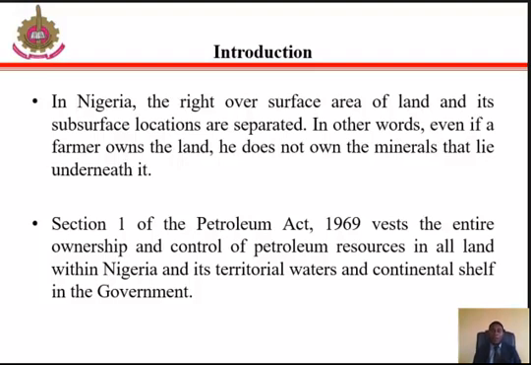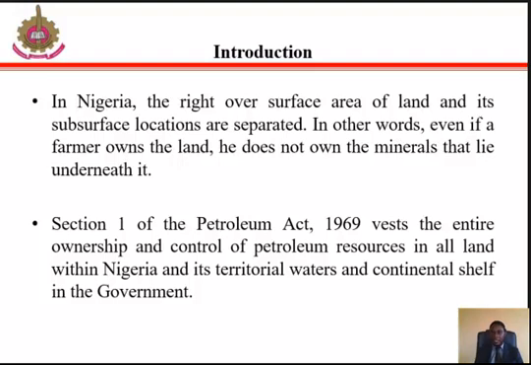Section 1 of the Petroleum Act 1969 vests the entire ownership and control of petroleum resources in all land within Nigeria and its territorial waters and continental shelf in the government. The Minister for Petroleum Resources may, on behalf of the government, grant any of the following.